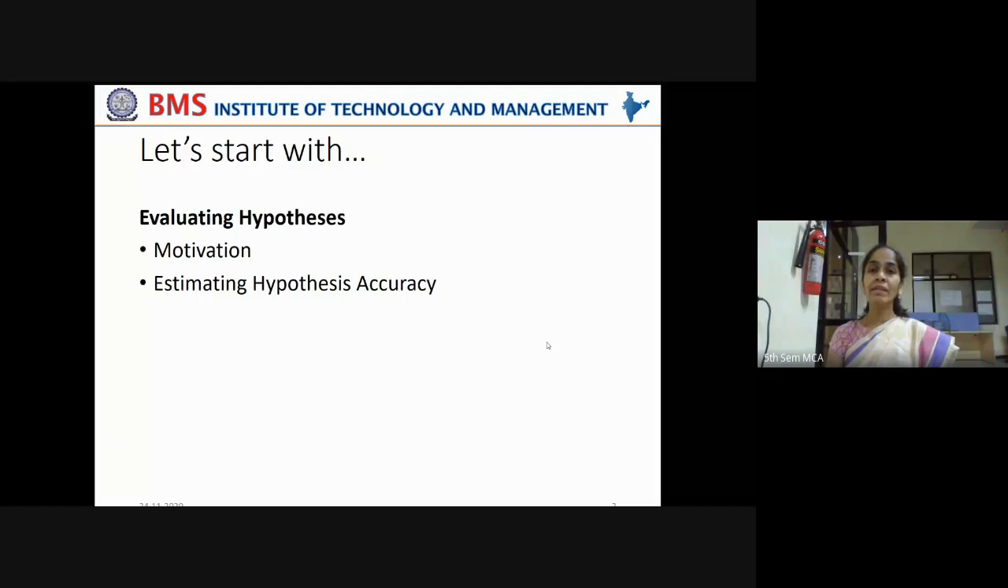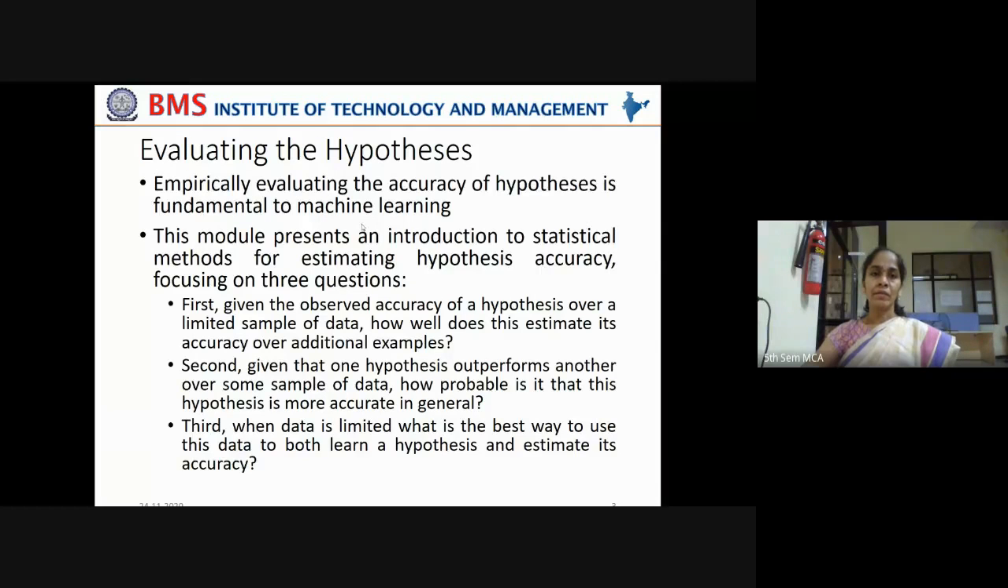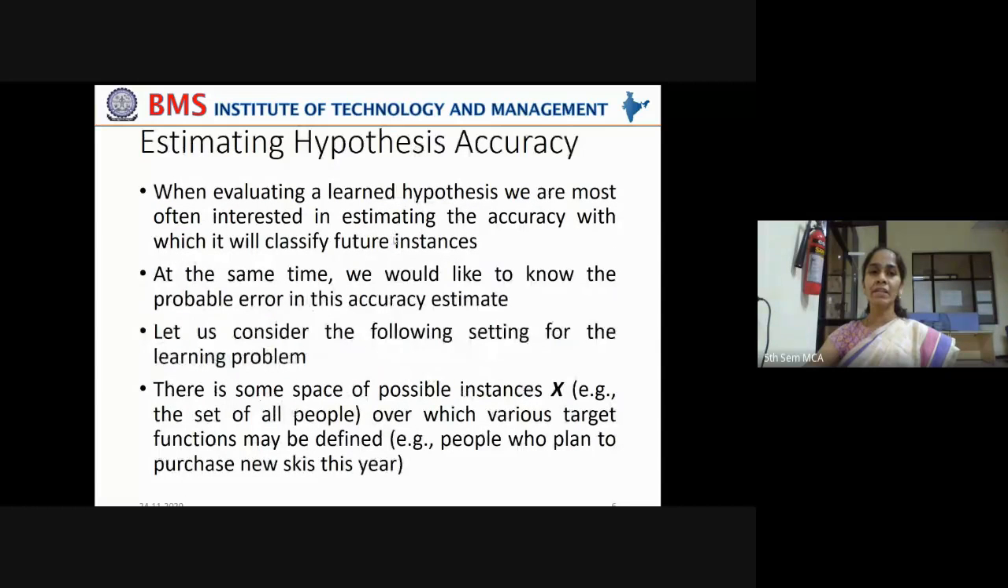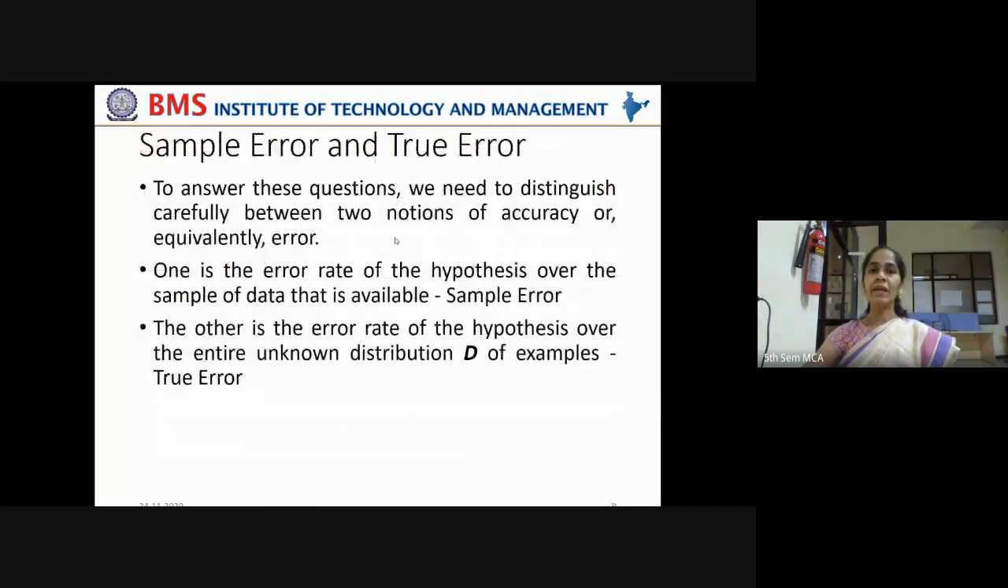How do you evaluate that your hypothesis predicts in the same way that it has done with the sample, also with the larger population? How much is it generalizable? Is it giving the same accuracy, or a different, lower or higher accuracy? That we are going to learn. For that, we have seen the motivation behind evaluating the hypothesis and the types of sample error and true error.